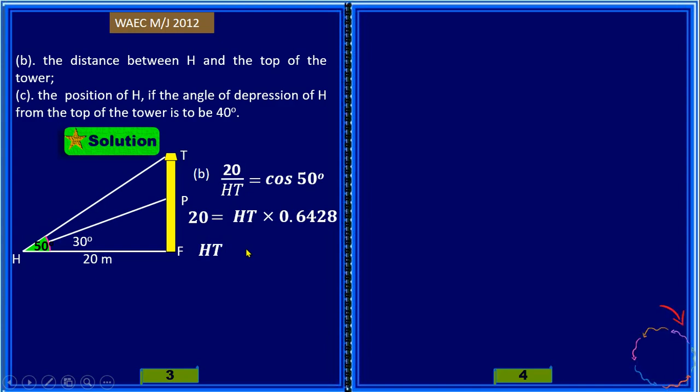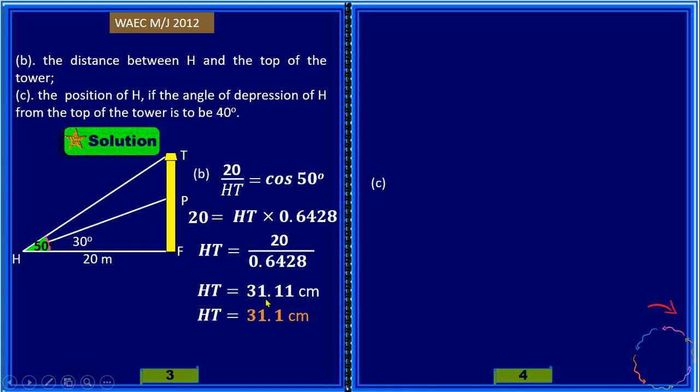We're going to make HT the subject. So HT will be equal to 20 divided by 0.6428. Using calculator, we can evaluate this. So now HT will give me 31.11 centimeters, which will give me 31.1 centimeters correct to 3 significant figures.